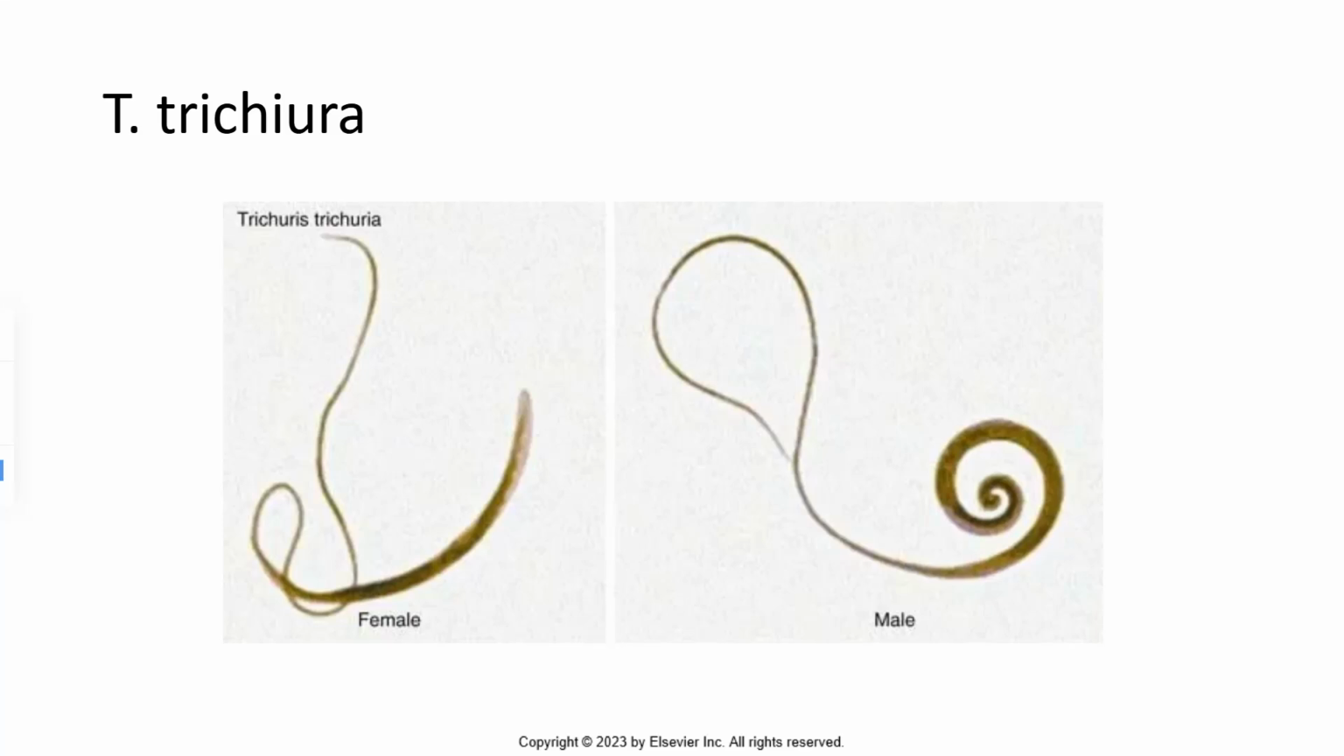And here's a picture of a male and female whipworm. So this is why it's called a whipworm, because one end looks like the end of a whip and then it looks like a handle here. You do not need to be able to identify the worm itself, just the eggs.